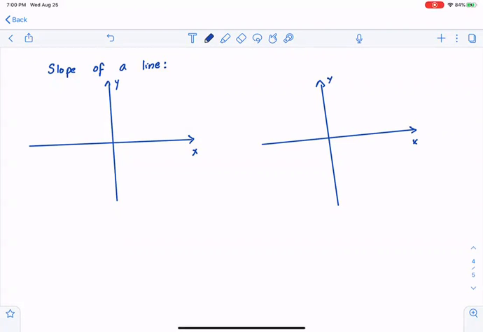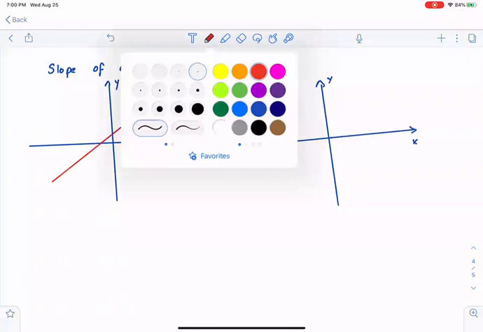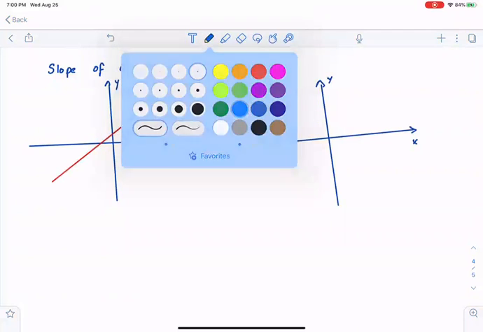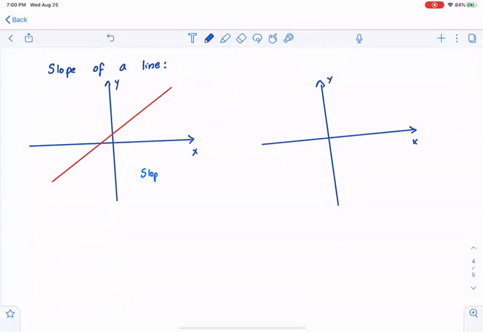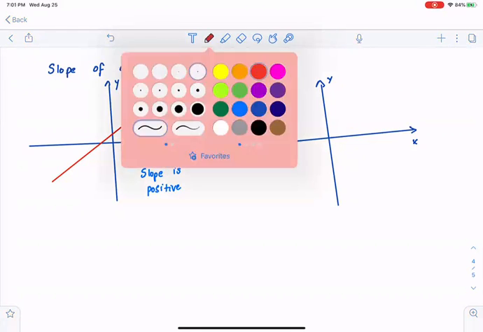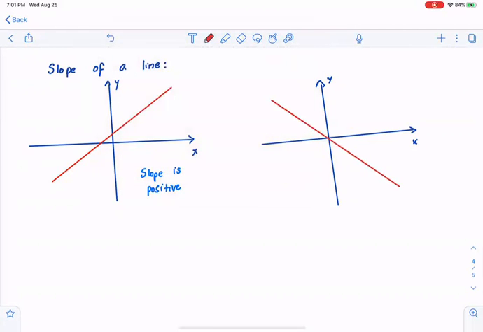So if we have a line on a graph and it looks like that, then the slope is positive. If we have a line that goes like this, then the slope is negative.